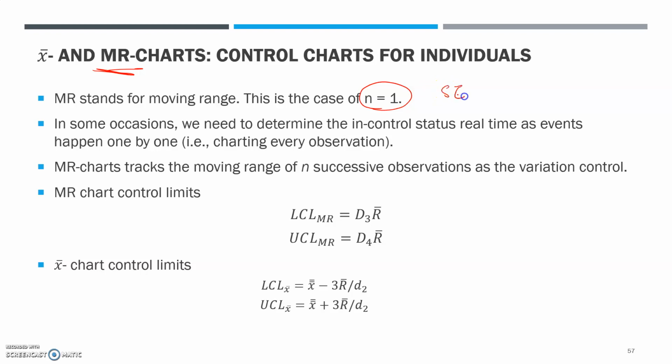Standard error is nothing but sigma over square root of n. When the sample size is equal to 1, your standard error is basically the population standard deviation. So you're actually plotting the population as it happens. Think about occasions where this type of plotting is necessary and important.